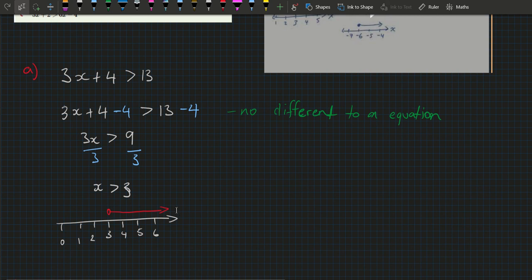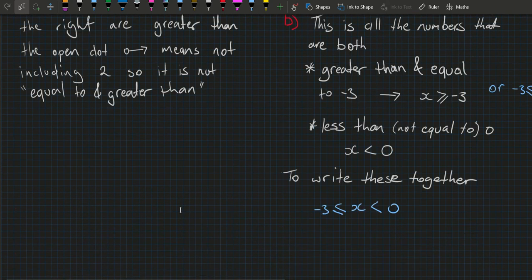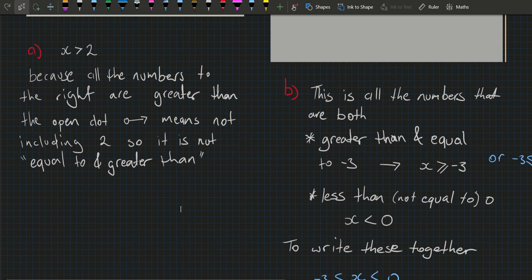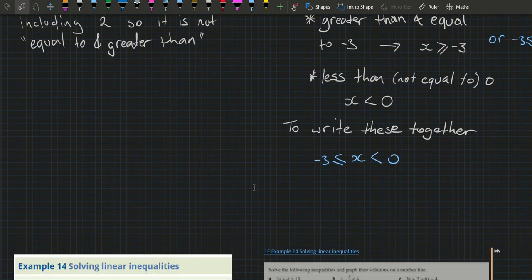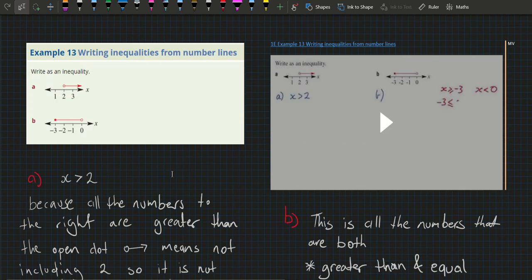You draw this off to infinity, or in the case of this one, we've got 2 signs working on this one, haven't we? We've got minus 3 is less than or equal to x, which is less than 0.